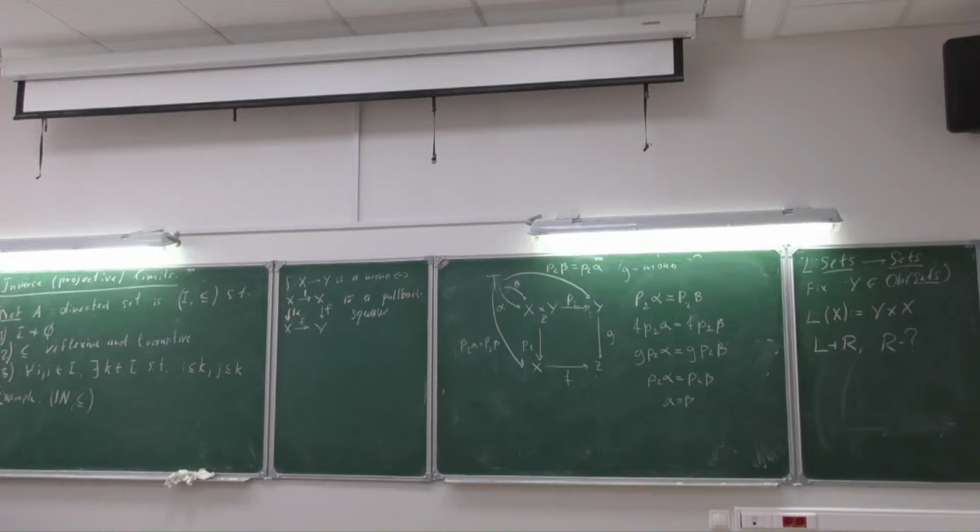I'm not sure that we have time for the following problem. Suppose you have a category with finite limits and inverse limits. Then show that this category has all products. Products, not limits. Products. You have a category with finite limits and inverse limits. Show that the category has all products.